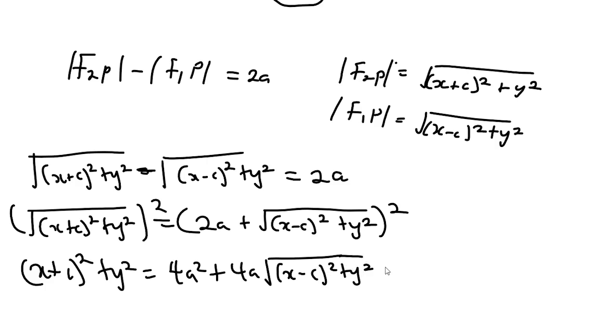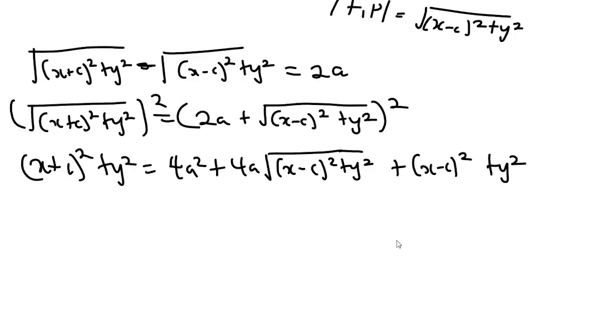Then plus, so this is going to multiply by x, so as to get x minus c squared plus y squared. Alright, so we have this. Now let's see what happens next. Okay, so with this, let's try to expand the ones here.